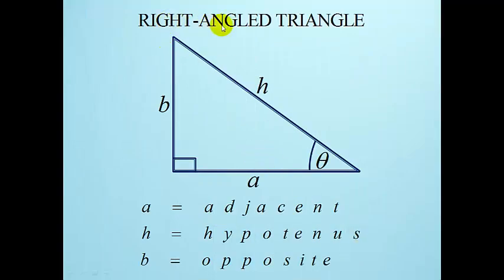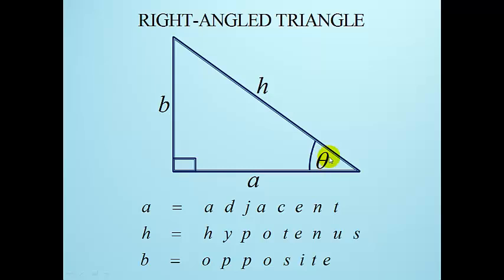Now let's consider the right angle triangle. This is a right angle triangle because we have one of the angles equal to 90 degrees. Now, the longer side of a right angle triangle is the side opposite to the right angle, that is the side opposite to the 90 degrees angle. It is called the hypotenuse. That is our H. Now, when we consider the angle theta, the angle theta is an acute angle.